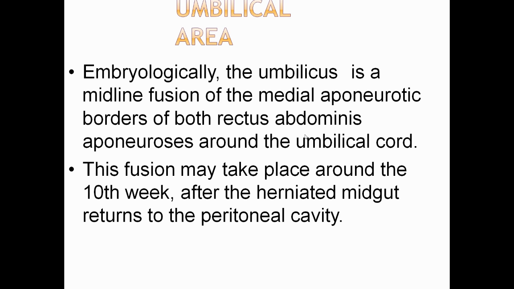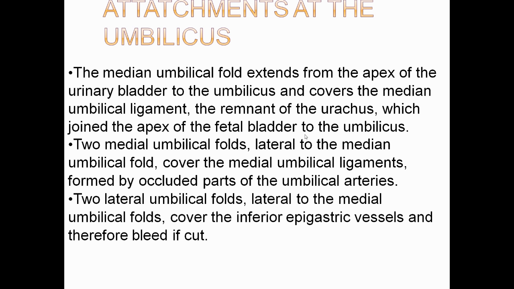Now we'll see the umbilical area. Embryologically, the umbilicus is the midline fusion of the medial aponeurotic borders of both rectus abdominis aponeuroses around the umbilical cord. This fusion may take place around the 10th week after the herniated midgut returns to the peritoneal cavity.